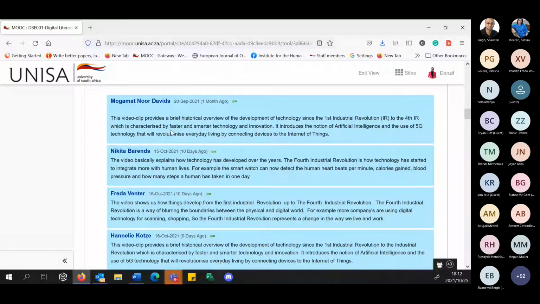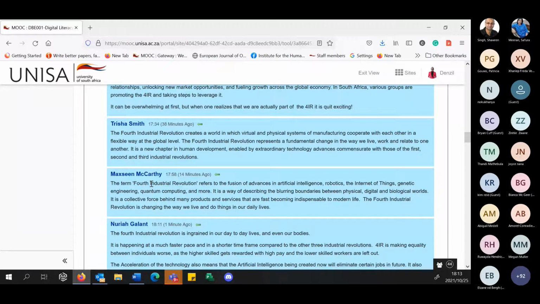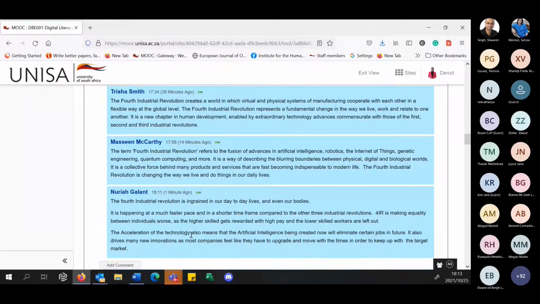But also characterized by faster and smarter technology and innovation, it introduced the notion of artificial intelligence and the use of 5G technology that will revolutionize everyday living by connecting devices to the Internet of Things. So this looks more specifically at the four revolutions and how we've come to the fourth industrial revolution. And if we look at some of the other comments, there's a recent one that just came up a minute ago.